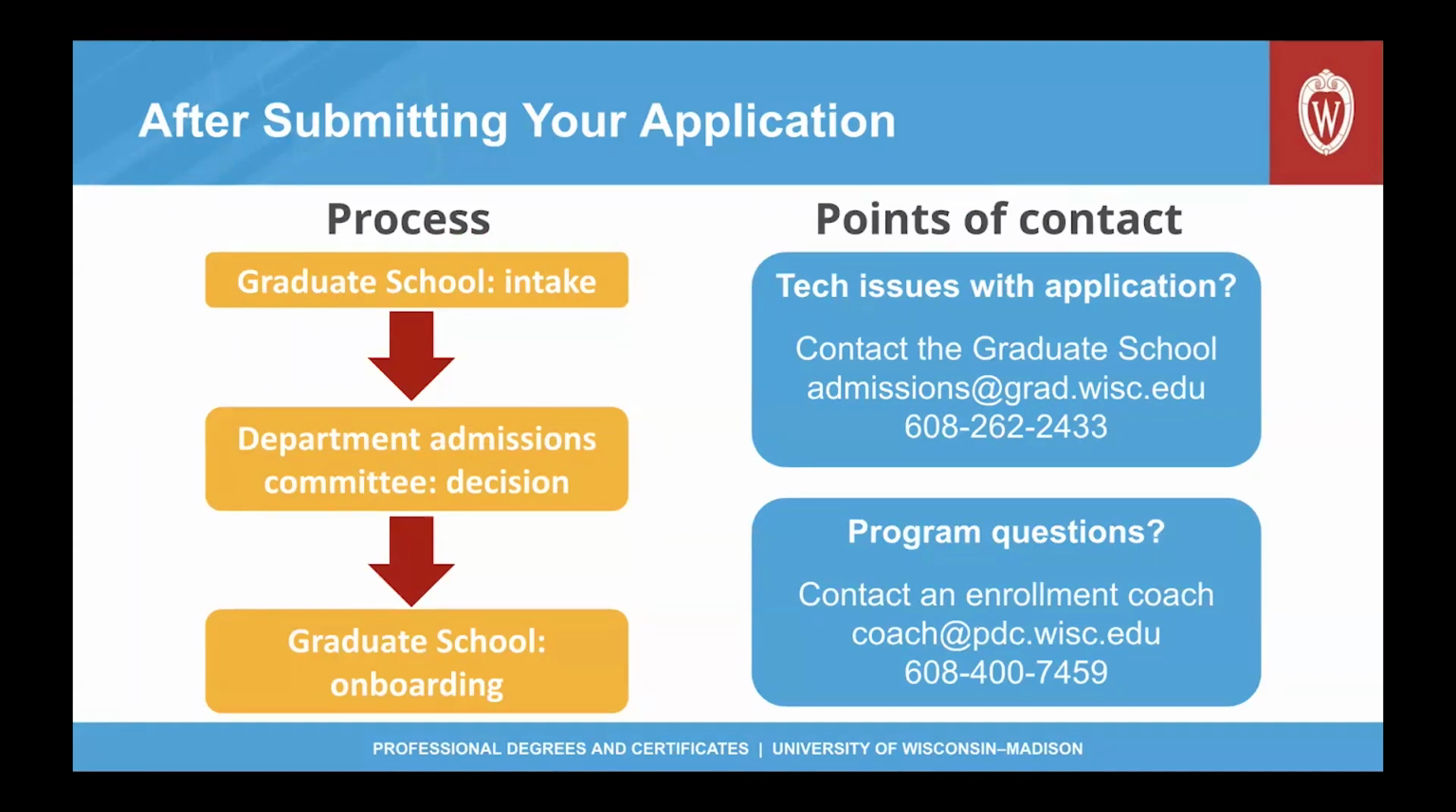Check your application to see what materials have been received. That contains the most up-to-date information. There can be a delay due to English proficiency scores or other materials to get to UW-Madison. Reach out to an enrollment coach or the grad school. Best approach is to send your materials in as early as possible.